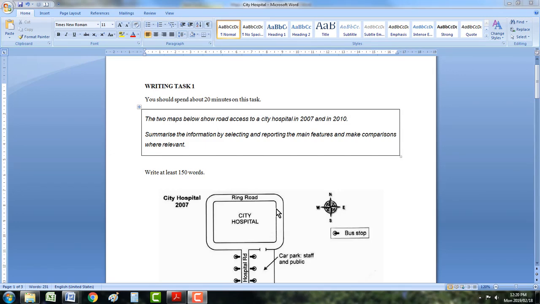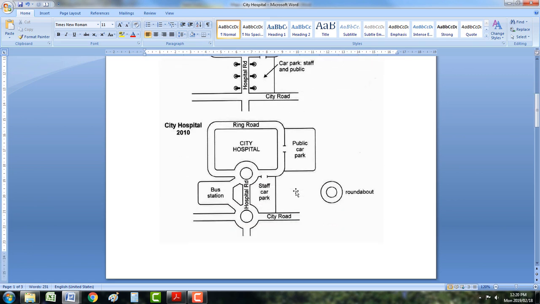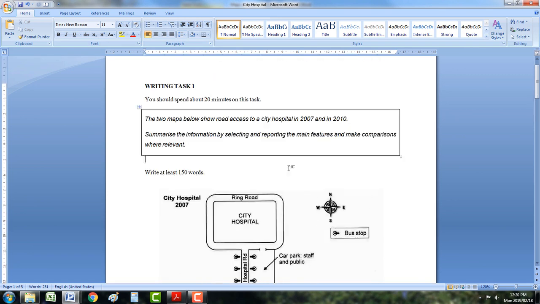Okay, maps, task 1, maps. So we're going to look at this map, which is from Cambridge 13. Many of you will probably recognize it. And I'm going to show you a kind of basic way of doing it. I've got to say from the beginning, maps can do many different kinds of things. So I'll probably have to do a couple of videos on maps, but I'm just going to show you a basic format, which is a good starting point.